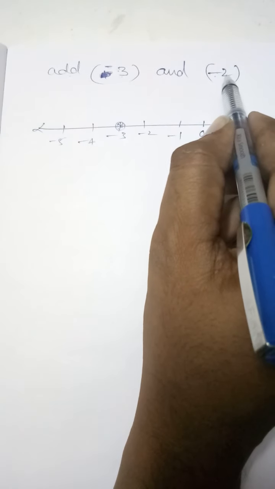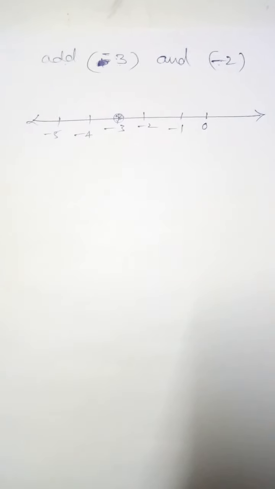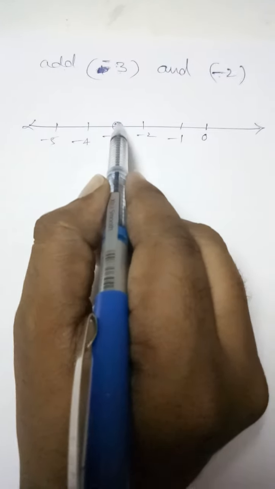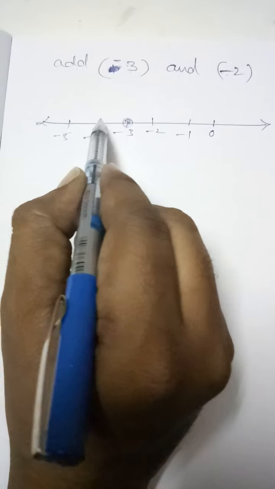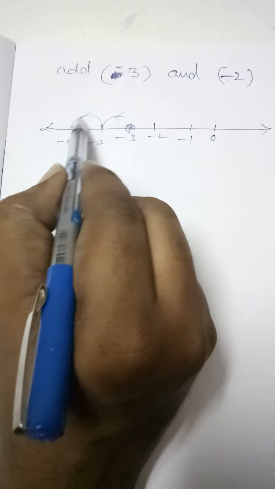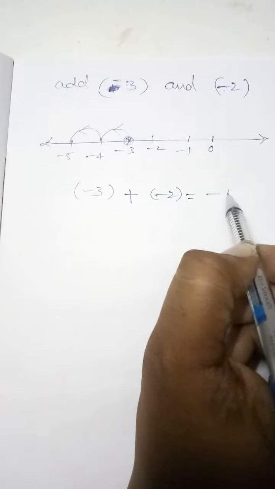That depends on the second number. The second number is also negative. So as I explained here, negative means we should go to the left side from 0. So now, left side from 0, left side from 3. How many steps? Only 2 steps. 1, 2. So where do you have to stop here? Minus 3 plus minus 2 is equal to minus 5.